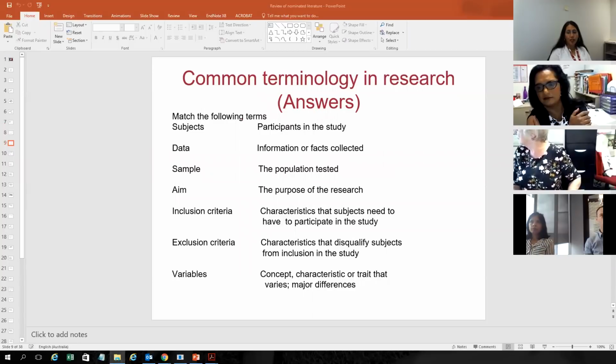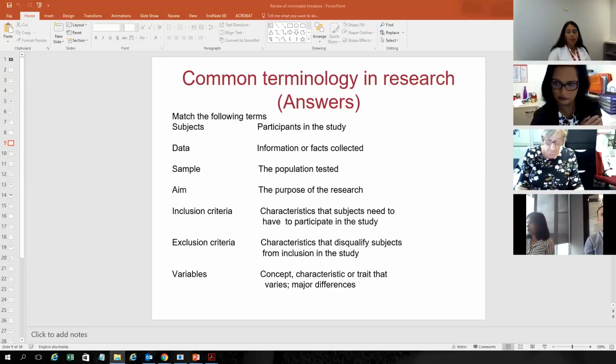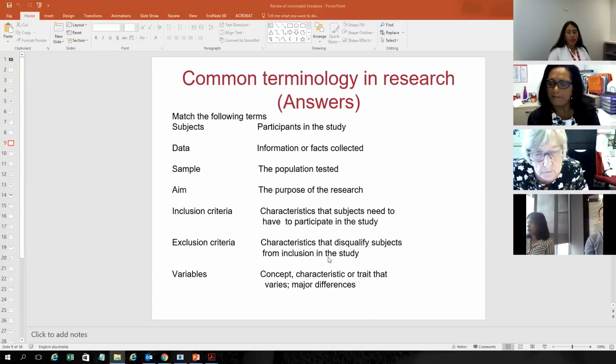Let's see if you came up with these answers. So subjects are the participants in the study. Data is the information or facts collected. Sample, the population tested. Aim is the purpose of the research. Inclusion criteria. This is an important term which you will be using in your assignment. That's the characteristics that subjects need to have to participate in the study. Exclusion criteria, characteristics that disqualify subjects from inclusion in the study. And variables are concepts, characteristics, or traits that vary or major differences.